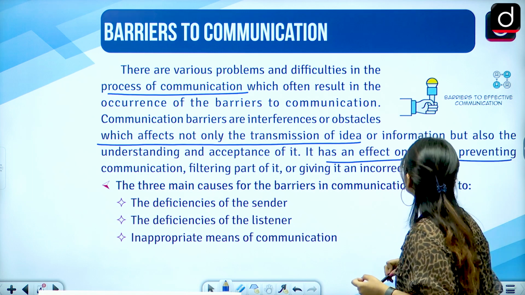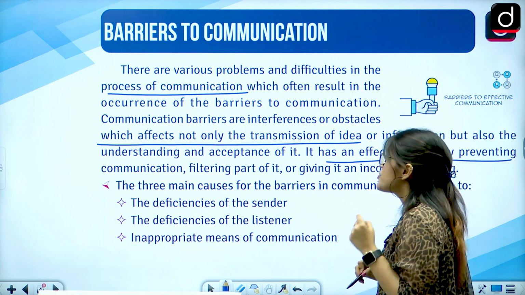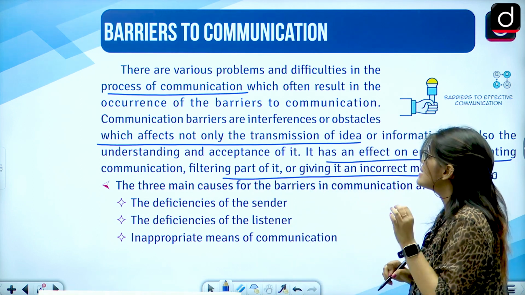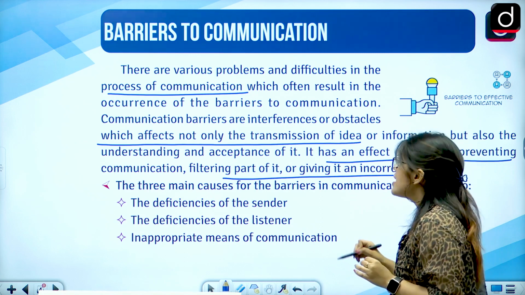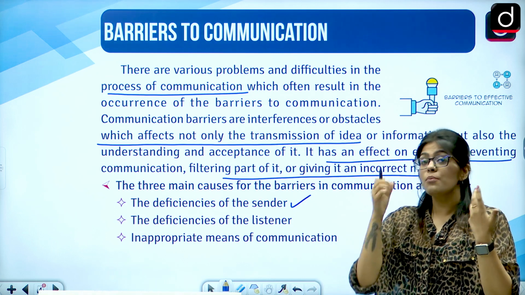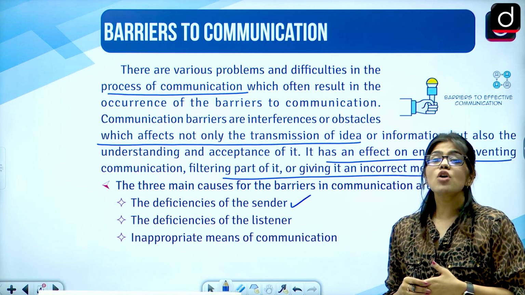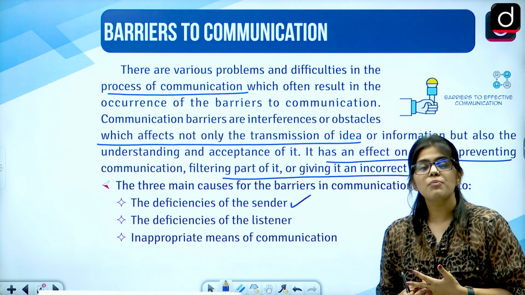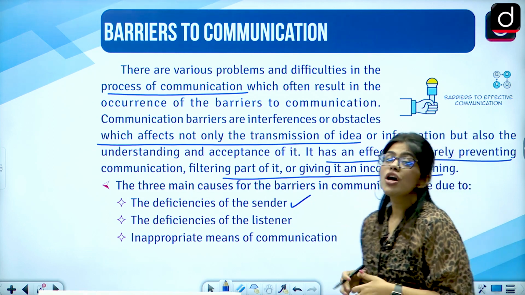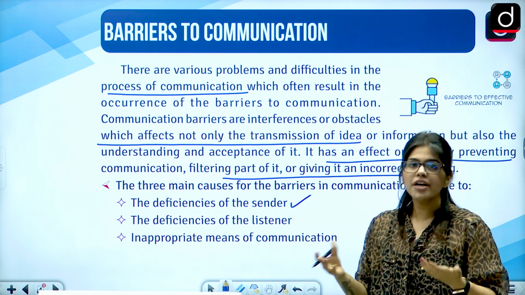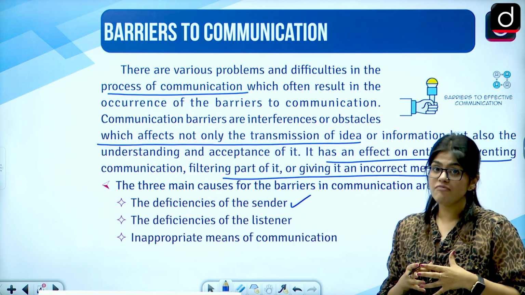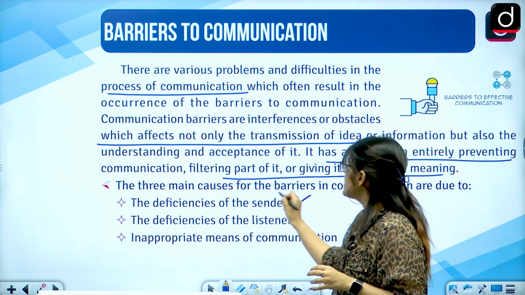It has an effect of entirely preventing the communication process, filtering part of it, or giving it an incorrect meaning. The three main causes of these barriers can be the deficiency seen in a sender. Maybe the sender has not chosen the proper medium to send the message, or he or she is not choosing the proper language, or maybe the language they know is not the same as the language of the person they are talking to. Or it can also be that there is a lot of disruption in the message or the process of the message. So these are the different deficiencies seen in the sender.